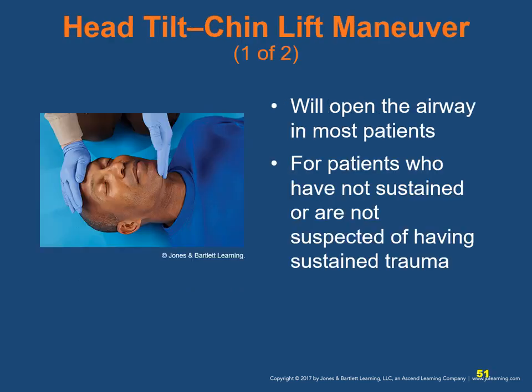The head-tilt chin-lift maneuver will open the airway in most patients. For patients who have not sustained or are not suspected of having sustained spinal trauma, this simple maneuver is sometimes all that is needed for the patient to resume breathing. Follow these steps. With the patient supine, position yourself beside the patient's head. Place the heel of one hand on the patient's forehead and apply firm backward pressure with the palm. Place the tips of the other hand under the patient's lower jaw. Lift the chin upward with the entire lower jaw, helping to tilt the head back.